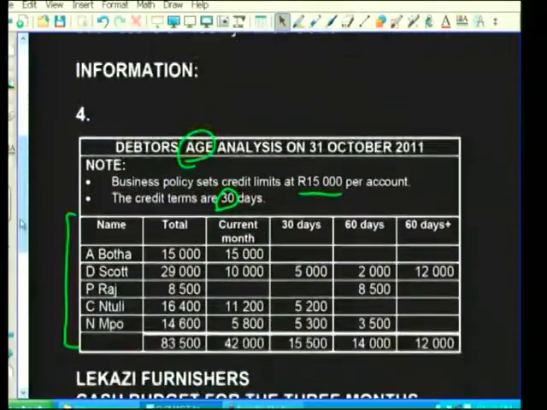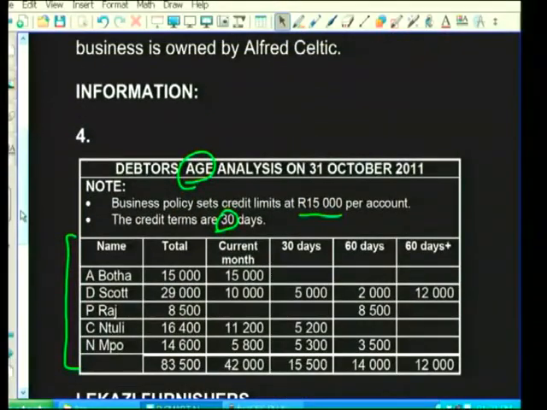Okay, there's that age analysis. So we've got 5 debtors, and at the top it clearly tells us the business policy sets credit limits at 15%. The credit terms are 30 days. So immediately, let's see now if there is a problem. Let's start with the credit limit. Okay, let's start with this credit limit. Let's see if there's a problem. It should be 15,000 Rand per account. So A. Botha, he's sticking with the 15,000. So in terms of credit limit, he's fine.